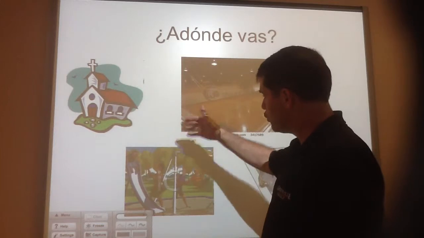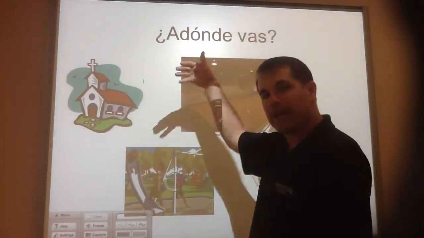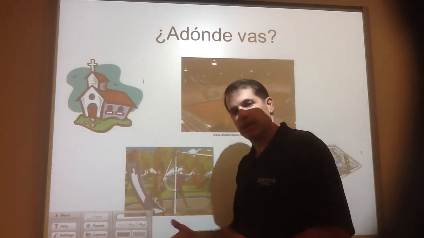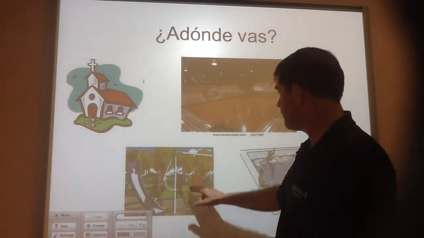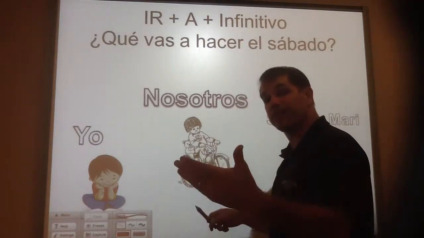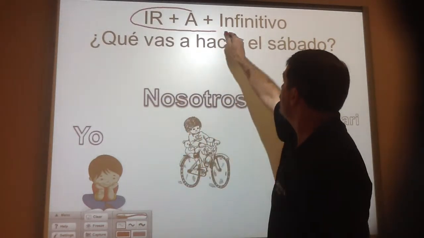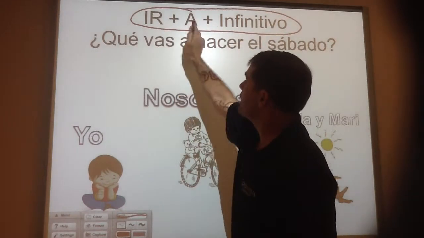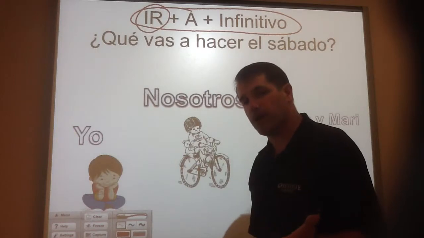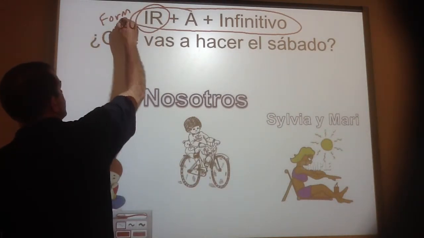Alright, of course we could change who's doing these things. We could say vamos a la iglesia. We could say ellos van al gimnasio. Ustedes van al parque, etc. Okay? Now, to say that we're going to do something later, we're not doing it right now, we have a little formula in Spanish that we can use, which is to use ir plus a plus an infinitive. Now when I say ir, I mean a form of ir. So you can use a form of ir for whoever's doing it.